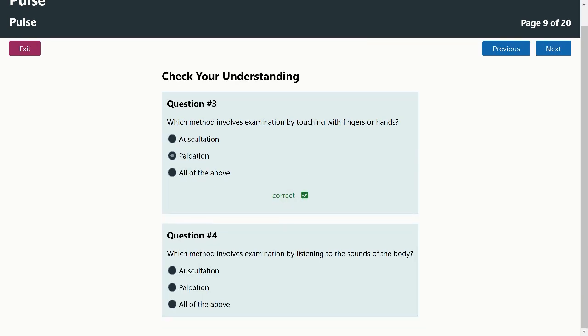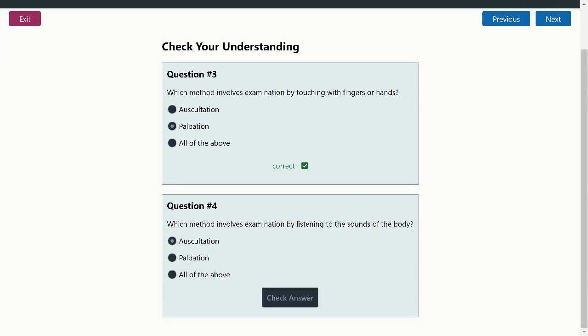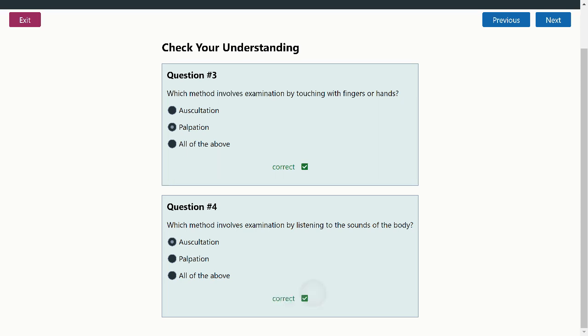Palpation. That's touch. You're palpating something, you're touching it. Which method involves examination by listening to the sounds of the body? Auscultation. That's listening. That's like using your stethoscope. You're listening for heart, you can listen to lung sounds, you can listen to the heartbeats, or you can put it over your pulse sites and you can hear the beat there too.